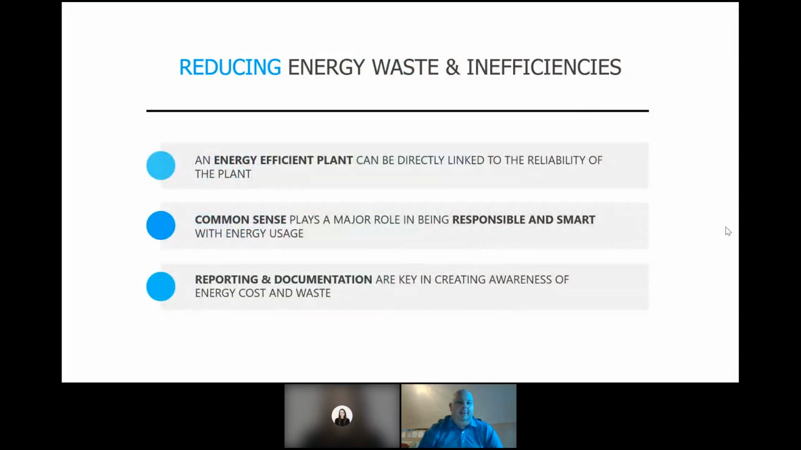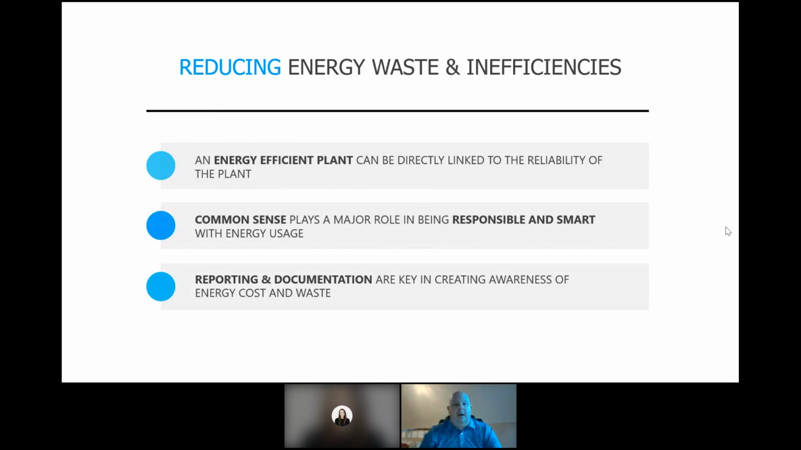Really, when we look at energy conservation and energy initiatives in our plants, an energy efficient plant can be directly linked to the reliability of a plant. When I'm going out to visit a plant, I can usually tell not only what the culture is going to be like, but what the overall reliability of the plant is, and how energy efficient that plant is. A lot of times from the time I pull into the parking lot, but certainly by the time I walk into the front door to the lobby, I can usually get an idea as to what it's going to be like behind the doors.